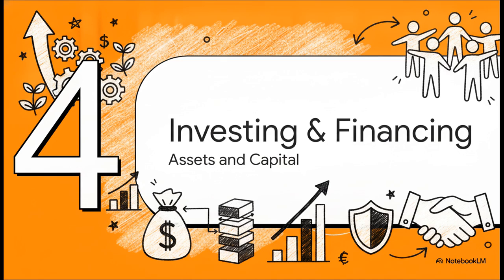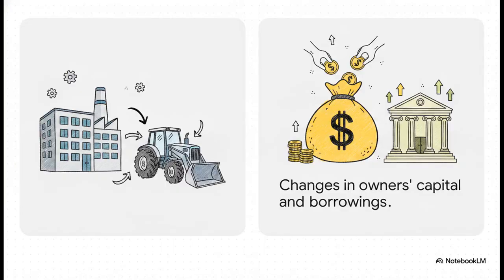Okay, let's zoom out a bit. Section 4, Investing and Financing Explained, Assets and Capital. A business doesn't just operate day to day, it has to build for the future and manage its investors, right? That's where the other 2 engines come in. Investing activities show you what long-term assets the company is buying or selling, like property, plant, equipment, or non-current investments.